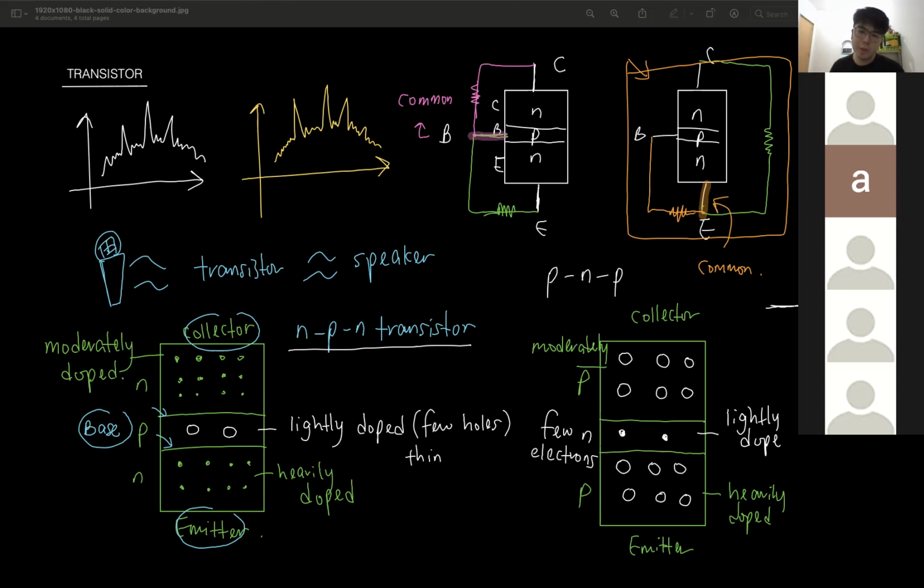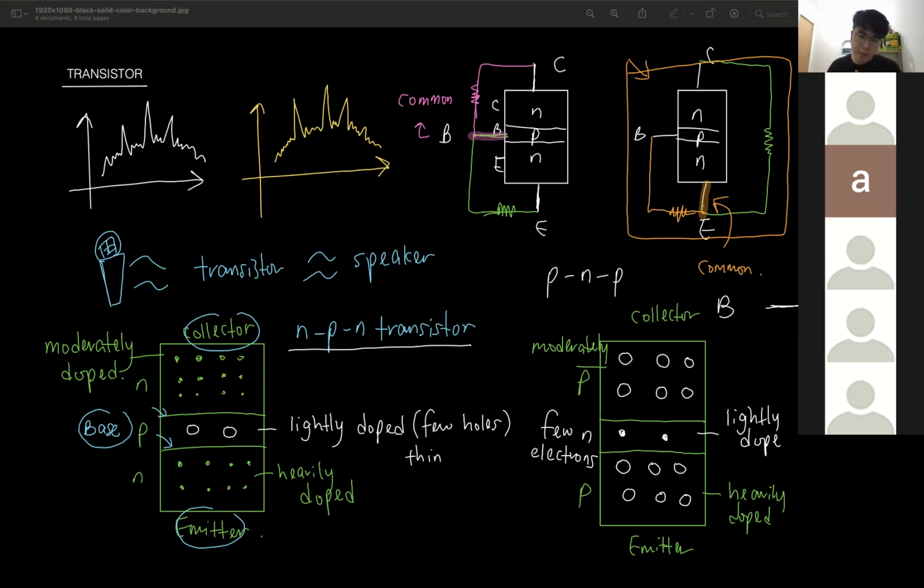Three terminals, 1, 2, 3. This is the base because it is at the middle. The middle one is always the base. And then which one is the collector? Which one is the emitter? They both look the same. So the way we differentiate between collector and emitter is we look at one should have an arrow. The emitter will be the one that has an arrow.